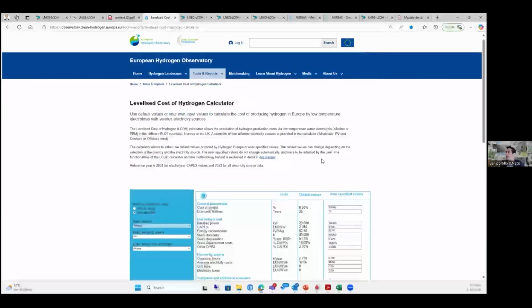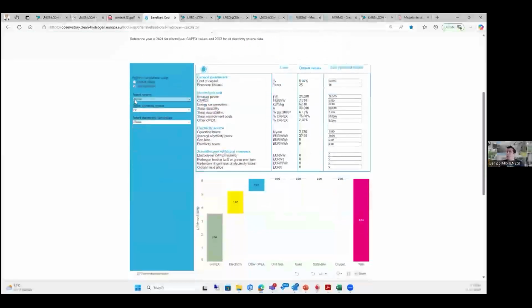I will go once again to the site, just to show you in here. This is the website of the tool. We here selected Portugal PV, and you have other options like onshore wind and offshore wind or wholesale, which are available in our tool too. The alkaline one, and in here you can see what was in the print screen of the presentation.